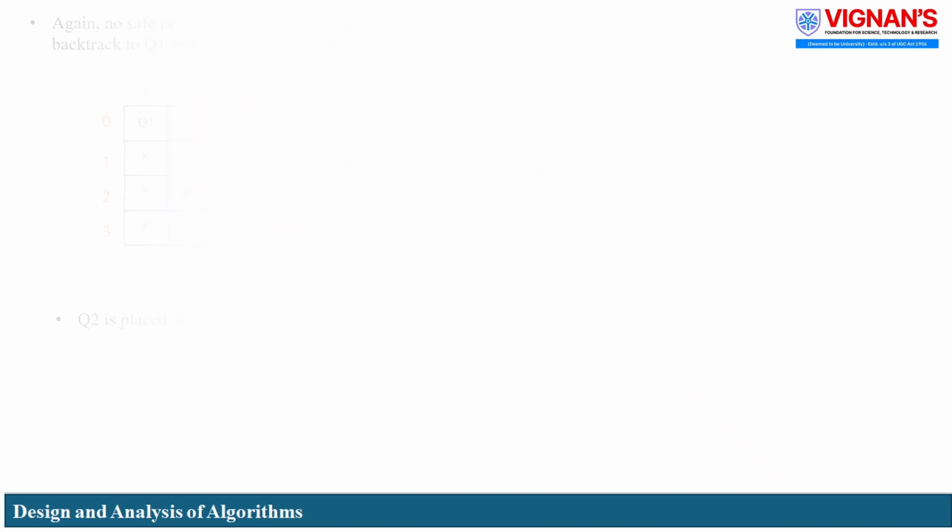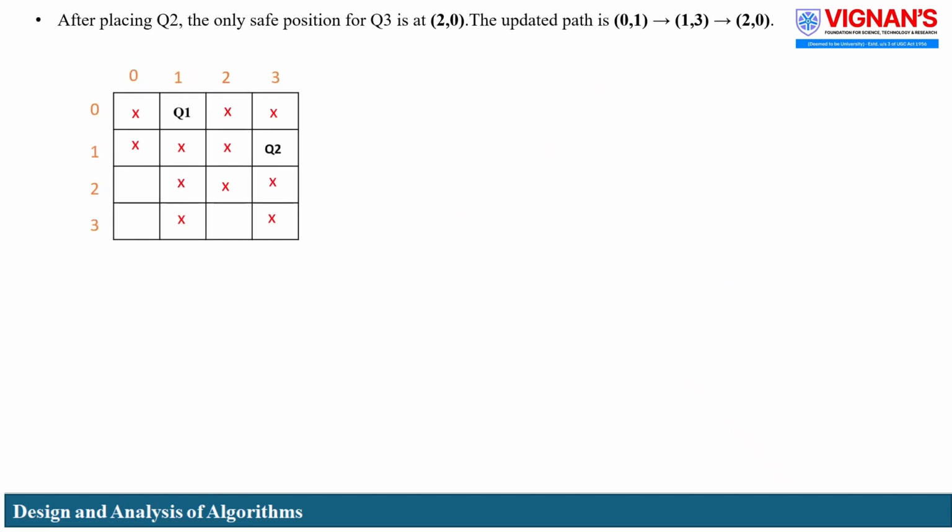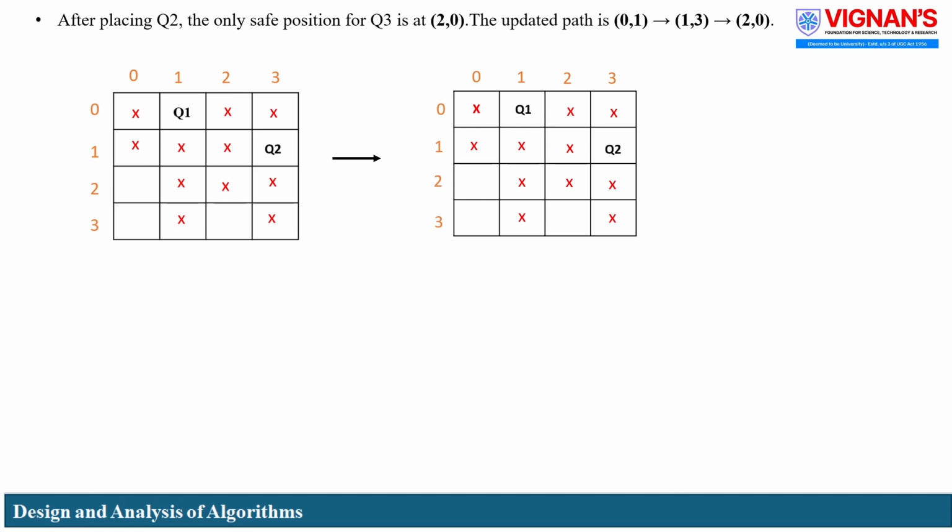After placing Queen Q2, we now try to place Queen Q3 in the next row. As we observe the board, many squares are not allowed because they fall in the same row, column, or diagonal of the already placed queens. After checking all possibilities, we find that the only allowed position for Q3 is at row 2, column 0. So, we place Q3 at position 2, 0. The sequence of placements so far is 0, 1, 1, 3, and 2, 0.